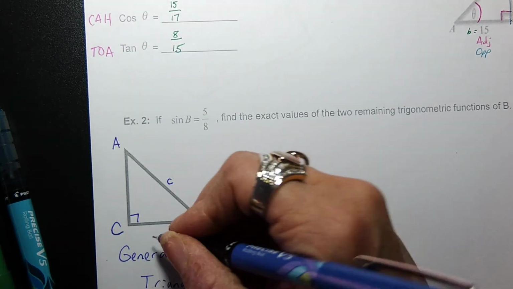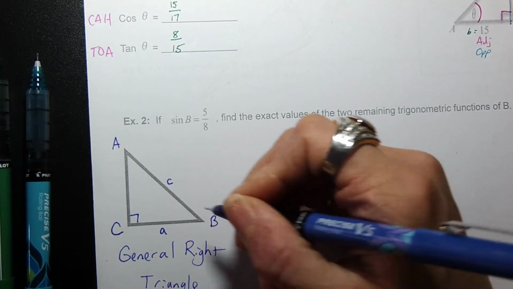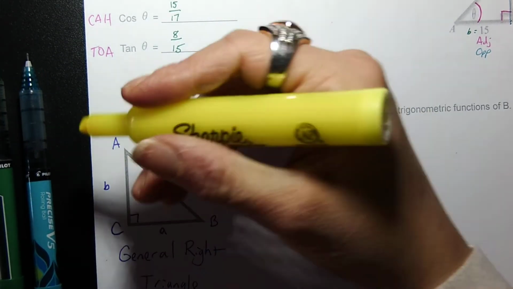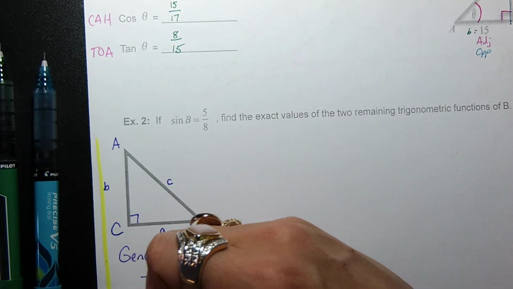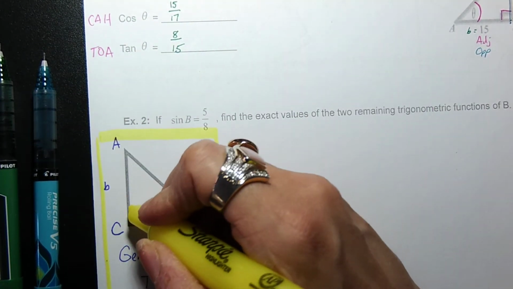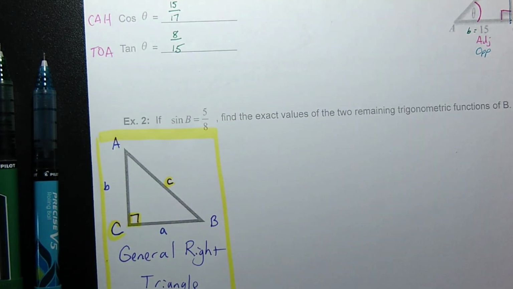I'm going to do angle A up there, side A across from it, angle B down in the corner, side B across from it. So I would put an important box around this, because this diagram you will have to know how to generate. So right angle is C, hypotenuse is C.